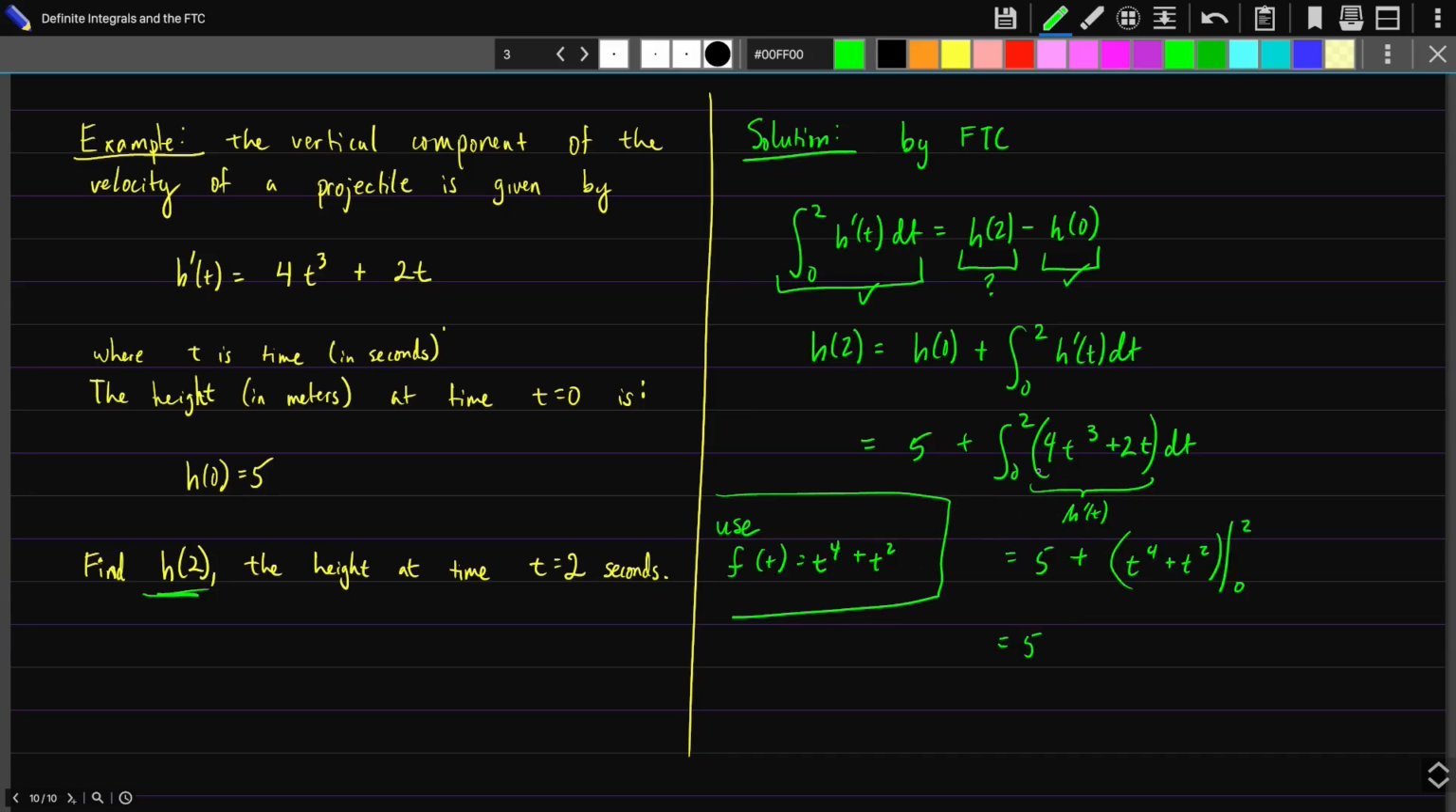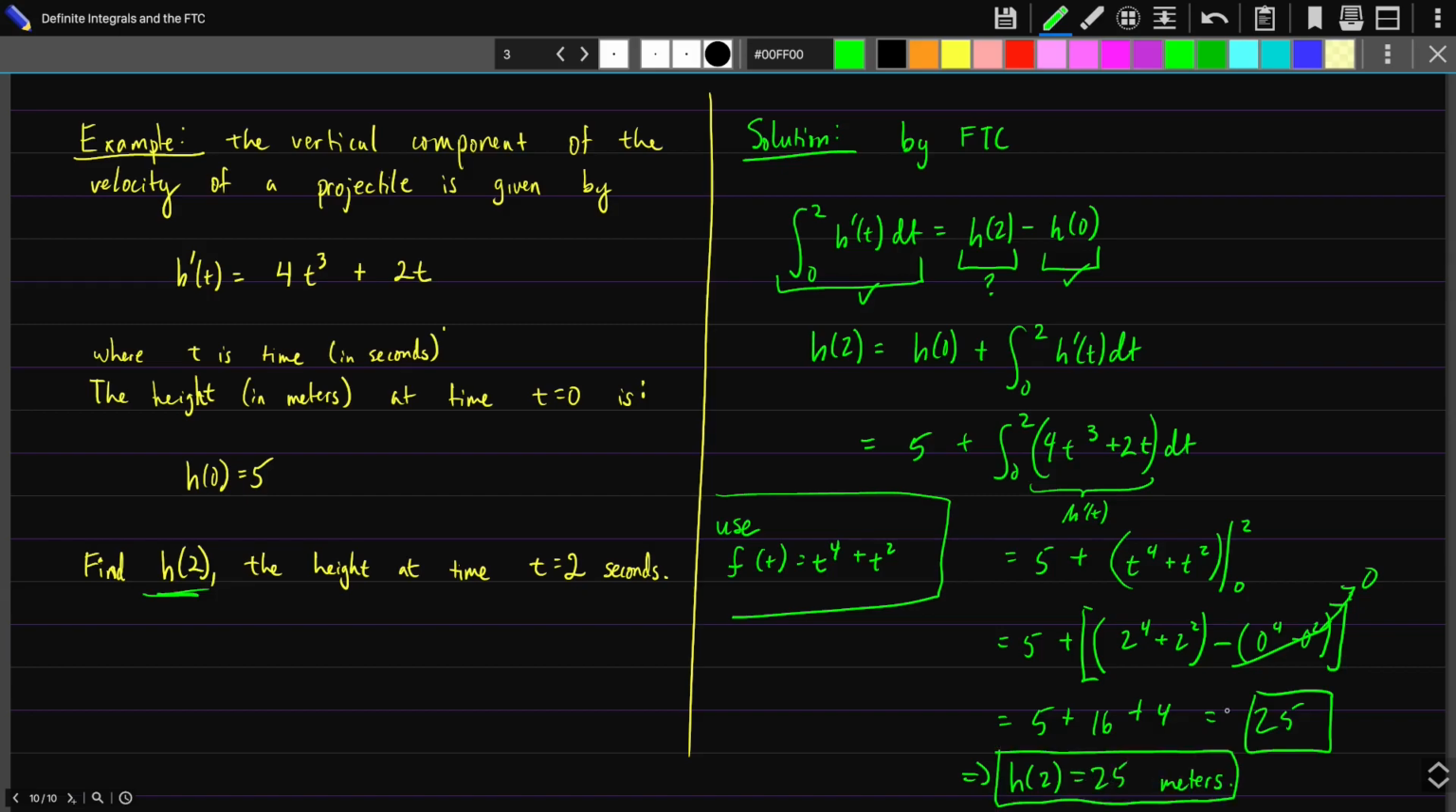And what I find is that the integral from 0 to 2 of 4t cubed plus 2t is equal to t to the fourth plus t squared, evaluated at 2 and then evaluated at 0. So carrying this 5 along, what we find is that our answer is 5 plus 2 to the fourth plus 2 squared minus 0 to the fourth minus 0 squared. Obviously, the second term drops out, and we're left with 5 plus 16 plus 4, which is 25. So it turns out, just summarizing, that h of 2 was equal to 25 meters.